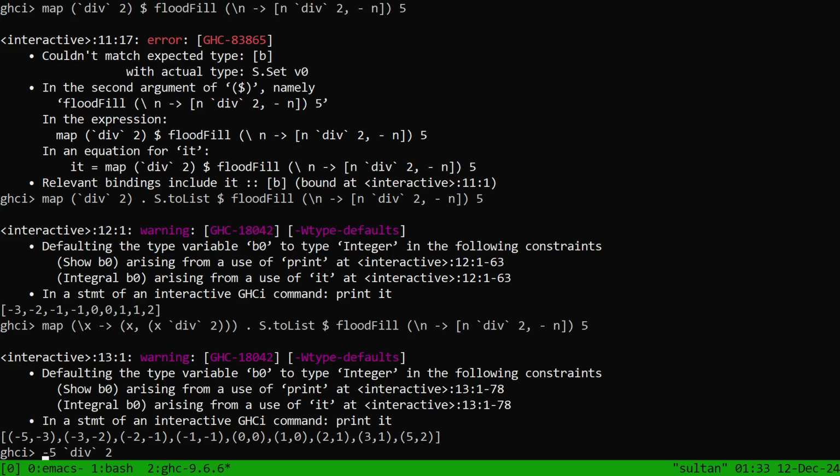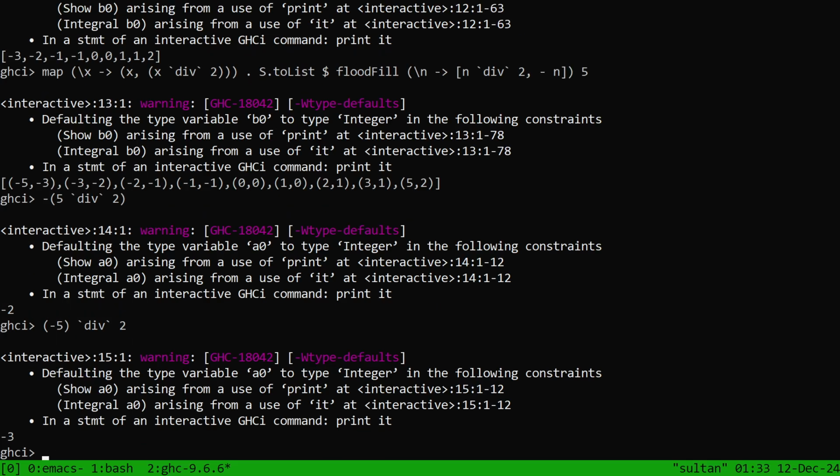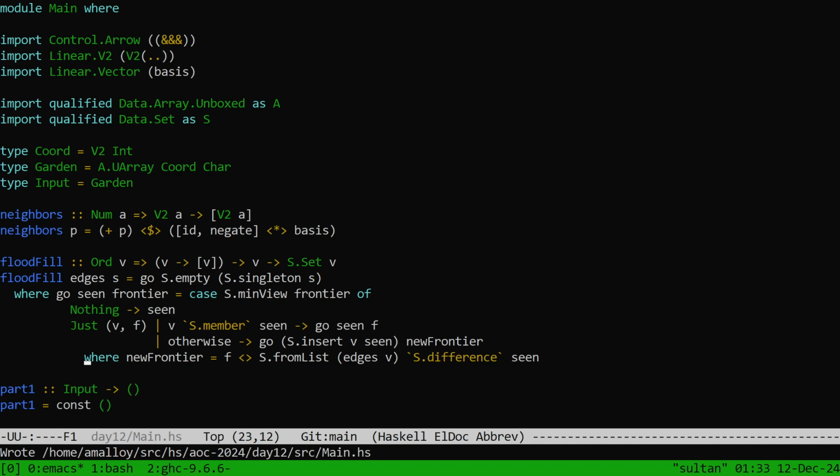Oh, I see. It's doing this when I ask it what -5 div 2 is. If I did this, it would say -3. Okay, great. So 5 goes to -5, which goes to -3, which goes to 3. That's how the 3's get in there. Great. I'm reasonably convinced that flood fill is working now.